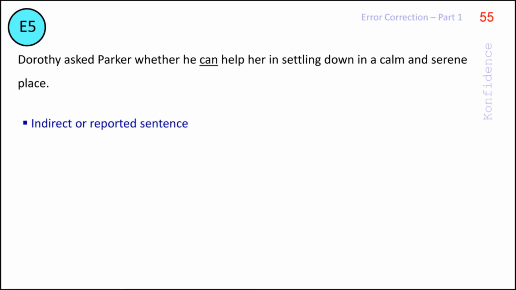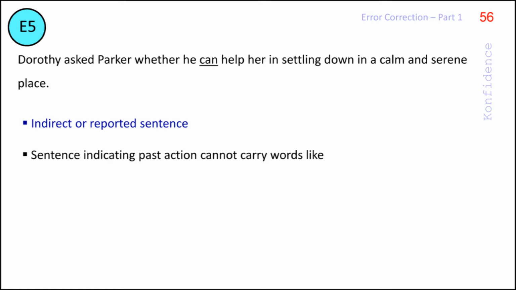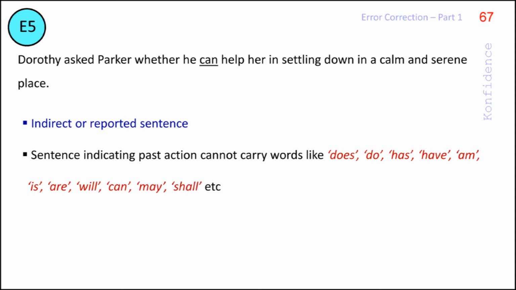The last sentence, E5, is an indirect or a reported sentence. So obviously, it is in the past. Look at the underlined word, can. A sentence that indicates past action cannot carry words like does, do, has, have, am, is, are, will, can, may, shall, etc. So, can must be replaced with could.